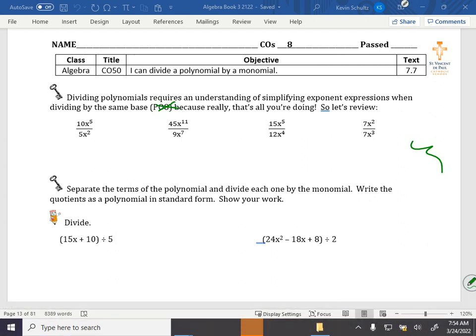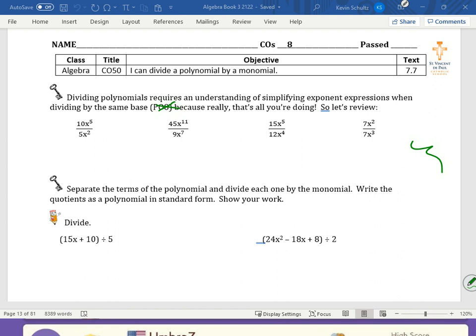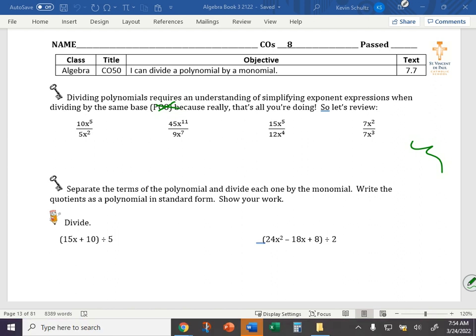Okay. Anyway, so thankfully for you, this goes back to a previously learned concept. CO11 is where we first ran into this situation, which you may recognize as dividing by the same base. Right? You've got those exponent expressions written as a fraction. Who can remind us 10x to the fifth divided by 5x squared?